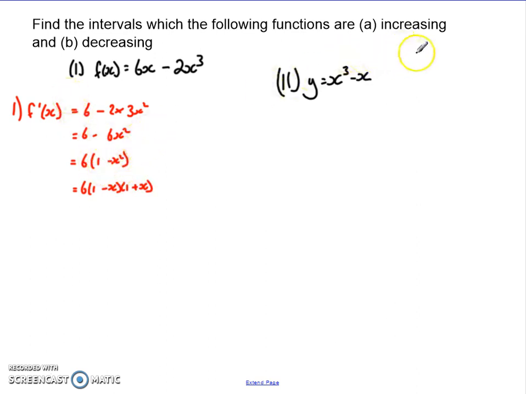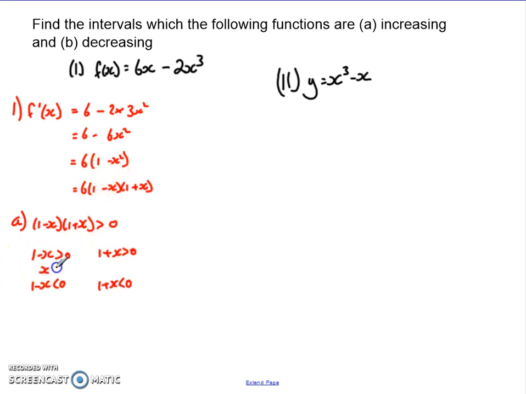Now, I want to find parts where A it's increasing and B it's decreasing. So for A, with it increasing, we want, and again we can ignore the 6 because it's always positive, 1 minus x, 1 plus x, bigger than 0. So again, it's the same sort of thought as last time. Either both of these are positive or both of these are negative. It's the only way you can get a positive value through a product. So we then know that 1 minus x is bigger than 0 at the same time as 1 plus x is bigger than 0, or 1 minus x is negative at the same time as 1 plus x is negative.